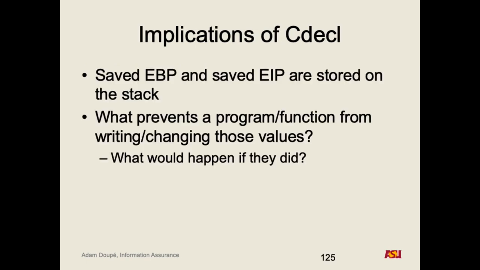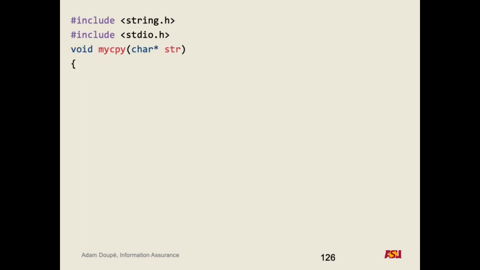Let's look at an example of this, of how this would crash. So we have a super simple example. We have a function myCopy that's doing string copy from string, the parameter, onto foo. What are the semantics of string copy?